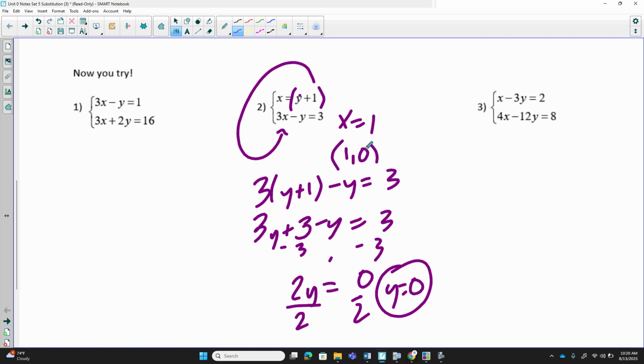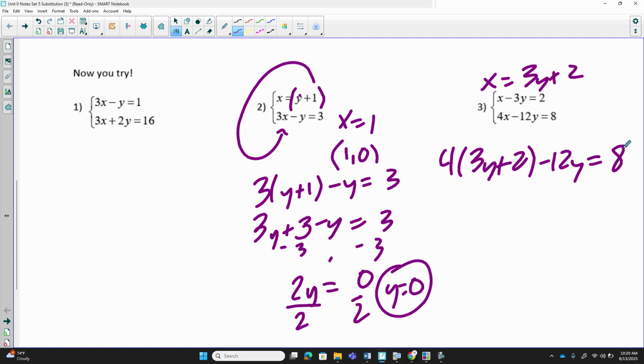Now, as you're doing this one, most of you just moved the 3y over. You got 3y plus 2. You plugged it in. You had 4 times 3y plus 2 minus 12y equals 8. You did your math here and got 12y plus 8 minus 12y equals 8. Now, the y's are gone. There's none of them. So all you got is 8 is equal to 8.